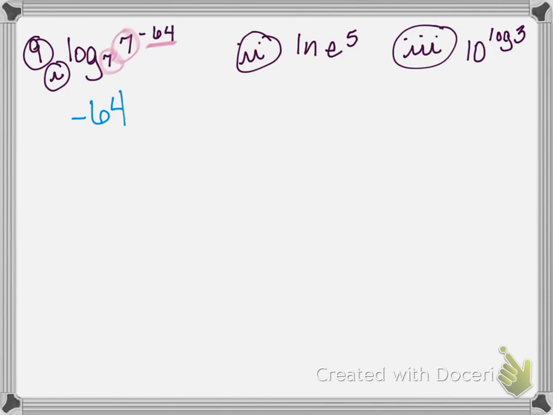For the second, remember that the base of the natural log is e. So the natural log of e is just 1. It simplifies out, and I'm going to be left with just 5. And then here, this is 10 raised to the power of log base 10 of 3. Remember when we have a log and there's no base written down, that base is 10. So again, these simplify out and I'm left with 3.